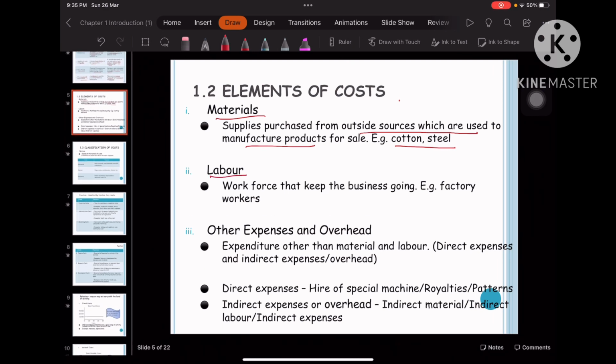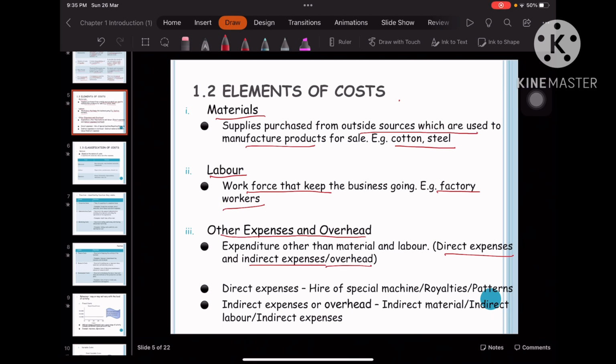So the next one will be the labor. Labor is the workforce to keep the business going on, for example, the factory workers. So from materials and labor, they will keep the business going to produce the product. And then we have the other expenses and also the overhead. Expenditure other than material and labor, we name it the other expenses. We have the direct expenses and the indirect expenses. The indirect expenses we can also name as overhead.